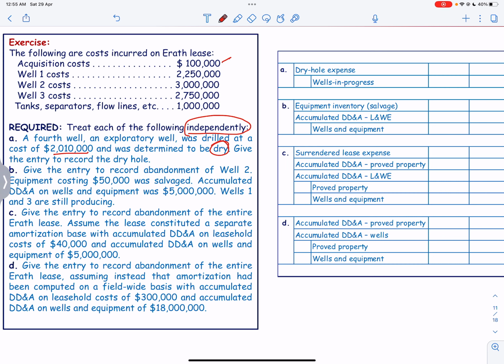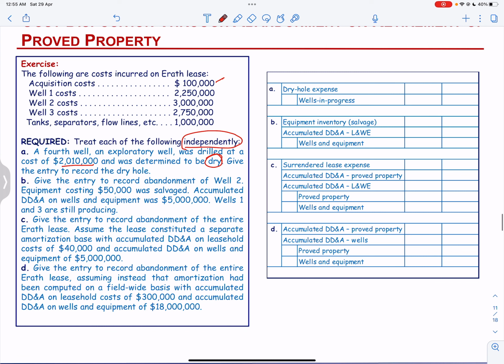So first of all, this is a dry hole expense. So dry hole expense is debited by 2,010,000, and well in progress is going to be credited by 2,010,000. Okay, we move on to number B. Give the entry to record abandonment of well 2. Okay, we are going to abandon well 2. Equipment costing 50,000 was salvage. So equipment inventory salvage is going to be debited by 50,000. Accumulated depreciation on well and equipment was 5 million.